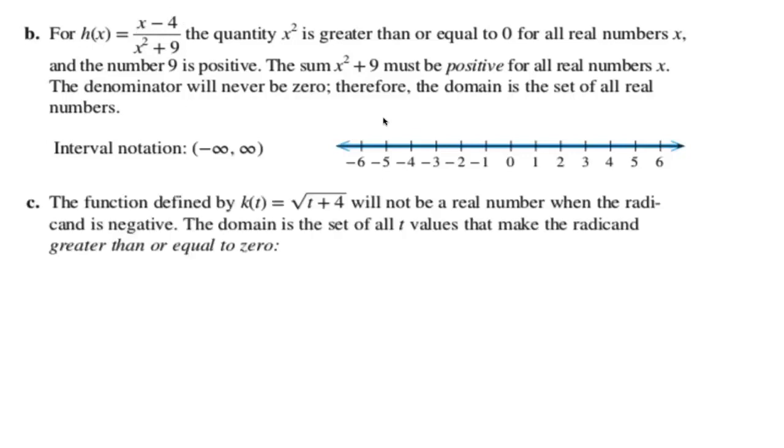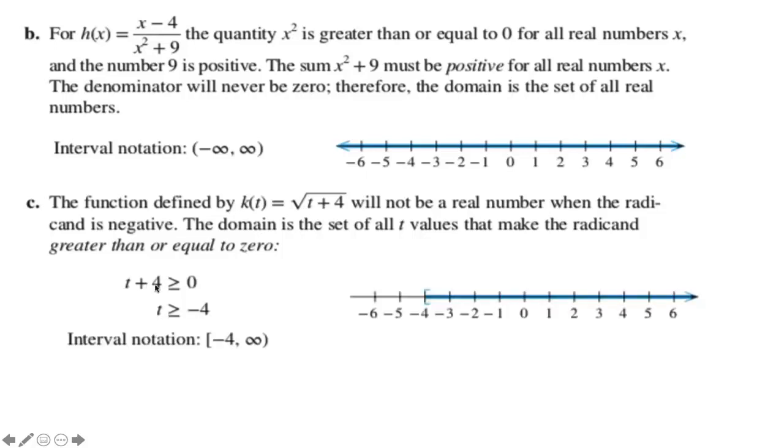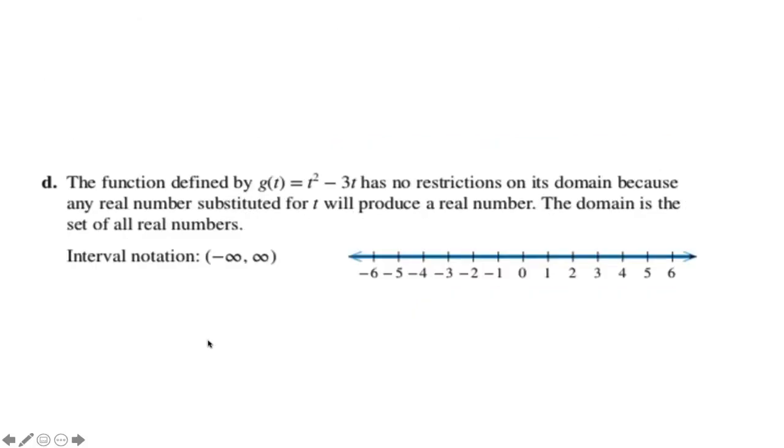Okay, here's the square root. Again, the restriction here is that you cannot have a square root of negative numbers. So we want to make sure that this expression is non-negative. That means you want t plus 4 to be bigger than or equal to 0, because you cannot take the root of a negative number. So t plus 4 has to be bigger than or equal to 0. That means t has to be at least -4. You move the 4 over. So the domain is from -4 to infinity, including -4. And then for this function, t squared minus 3t, there's no restriction here. Any input will work, so the domain is all real numbers.